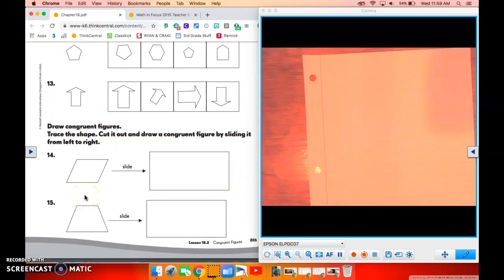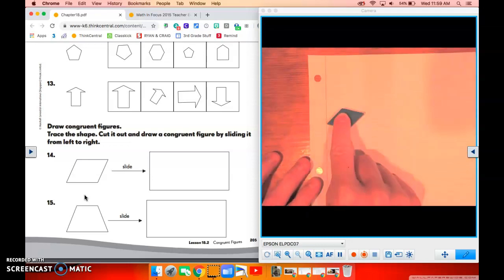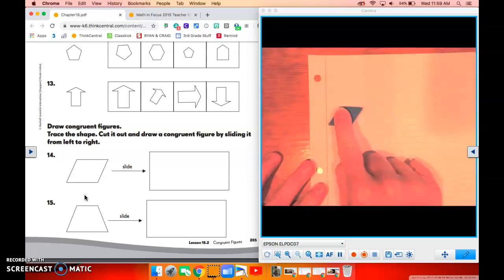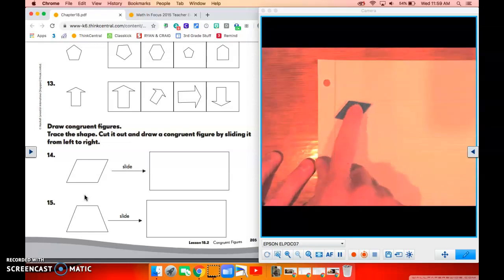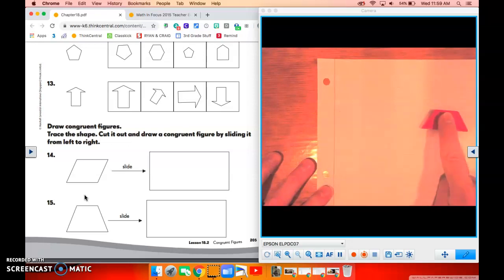13, draw congruent figures. Trace the shape, cut it out, so on and so forth. I'm just going to pretend that this is that shape right there. All you do is you're going to draw the same exact shape, but you're just going to slide it over. Okay? Again, same exact size shape, you just slide it over. So 15, same exact size shape, you just draw the same exact thing in the box to the right.